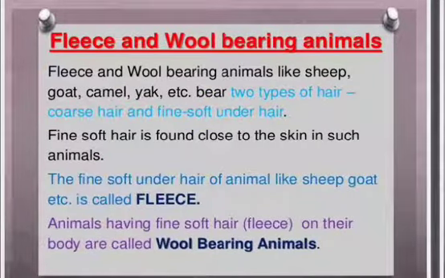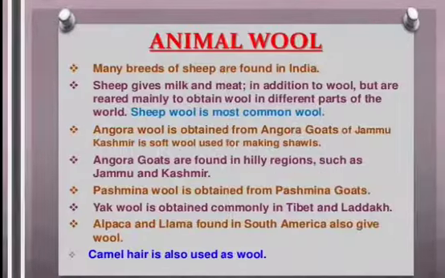Fleece and wool wearing animals. Fleece and wool wearing animals like sheep, goat, camel, yak, etc. bear two types of hair: coarse hair and fine soft underhair. Fine soft hair is found close to the skin in such animals. The fine soft underhair of animals like sheep, goat, etc. is called fleece. Animals having fine soft hair on their body are called wool wearing animals.